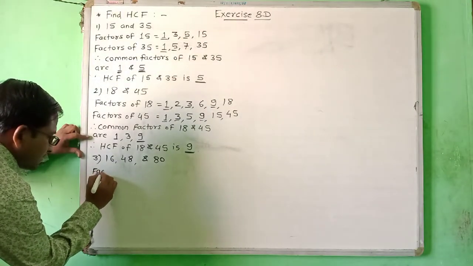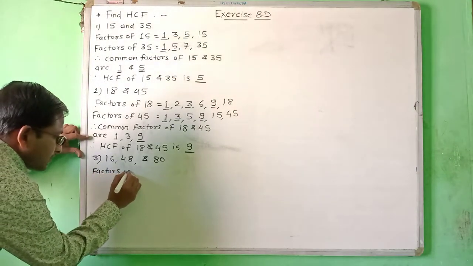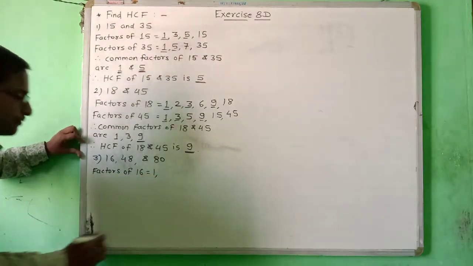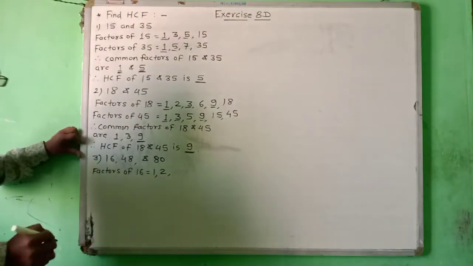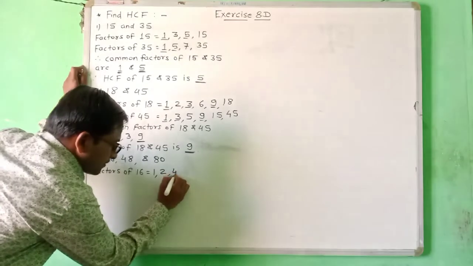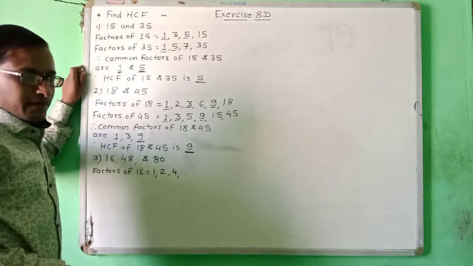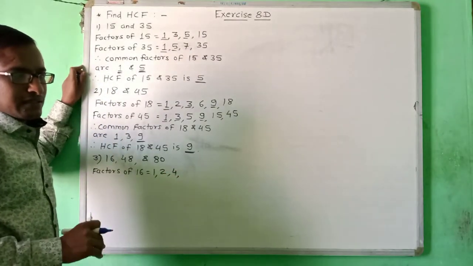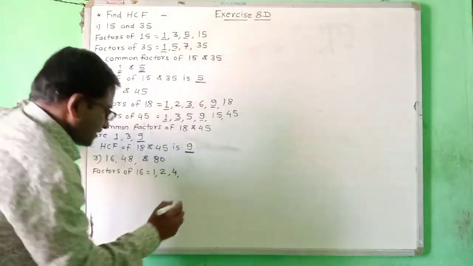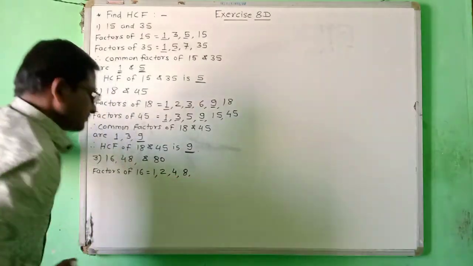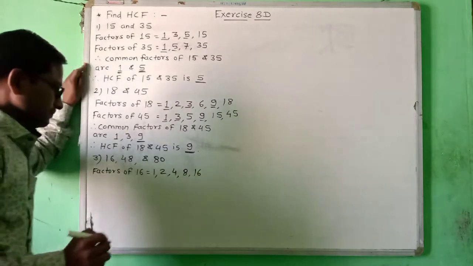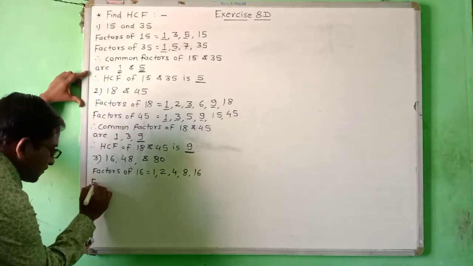First you find the factors of 16. Factors of 16: 1 is a factor of every number. 2 times 8 is 16. 3 is not a factor of 16. Next 4, 4 times 4 is 16. Then 5 is not a factor of 16. 6 and 7 are not factors of 16. Then 8 times 2 is 16. So here 8 and then 16 times 1 is 16. Then next you find the factors of 48.